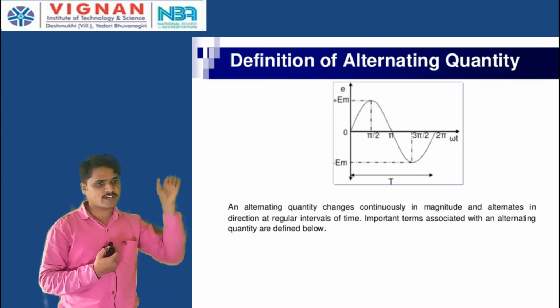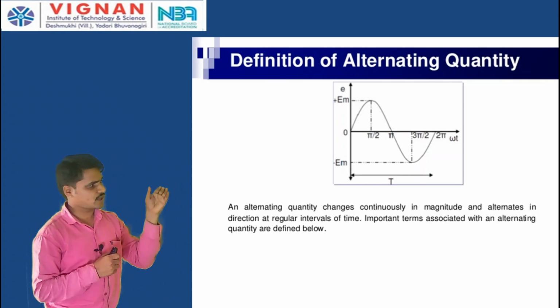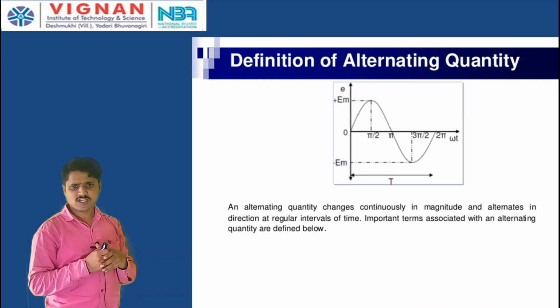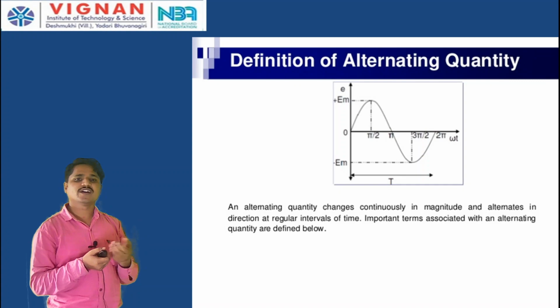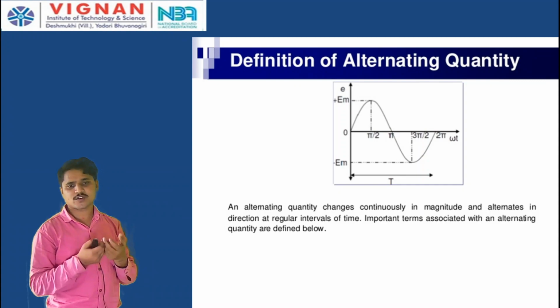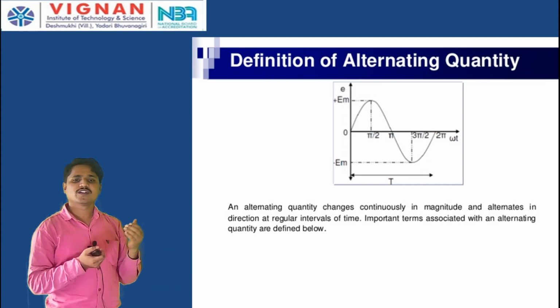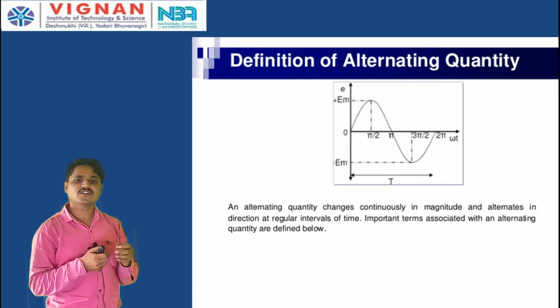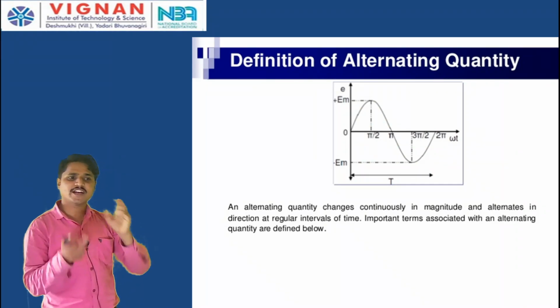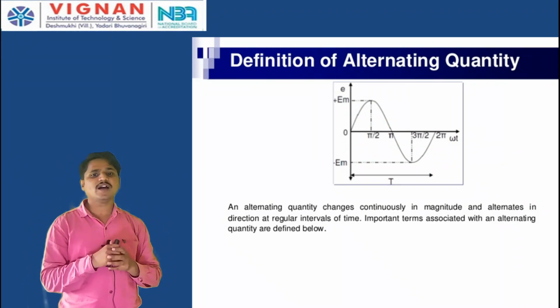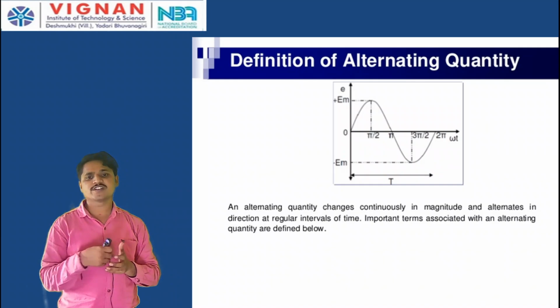But why do we prefer only sine or cosine when talking about AC? When you do the calculations and solve the AC circuits, the integration of cos is sine, integration of sine is minus cos, differentiation of sine is cos, and differentiation of cos is minus sine. So if you integrate and differentiate, the mathematical operations are easy to perform and calculate.